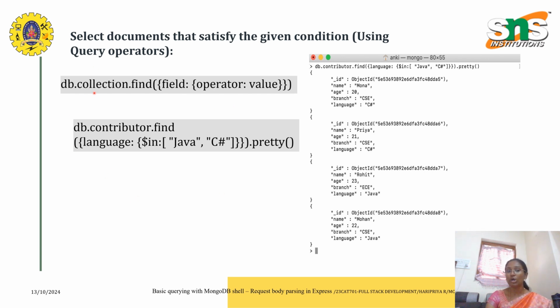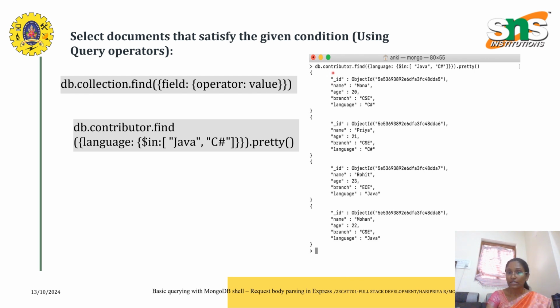Next is db.contributor.find. Here I'll give some language; my field is language. Then a brace and the dollar symbol, $in. This is one of my query operators, used here with the values. Based on the values I give, the matching data will be displayed on my screen. So Java is one of the values, and C# is the other. Here I am using the same pretty method, so it will fetch the data from my database.